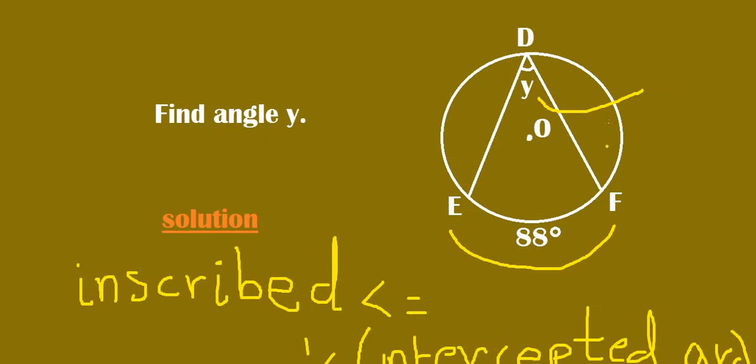Required to find angle y. The circle is here, it is given. The inscribed angle is y. The intercepted arc is arc EF.